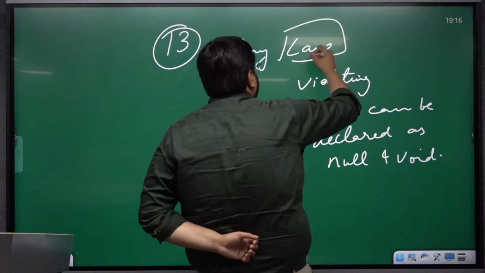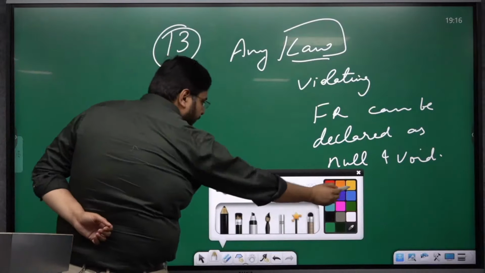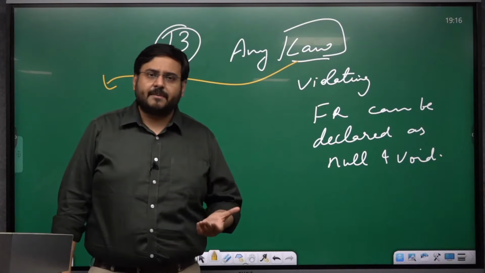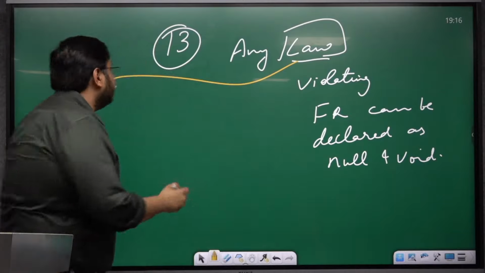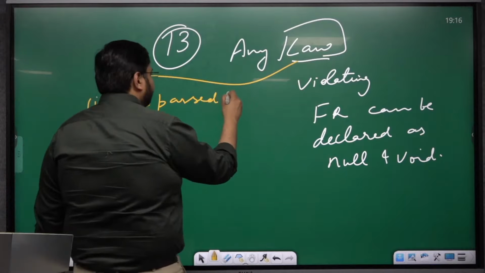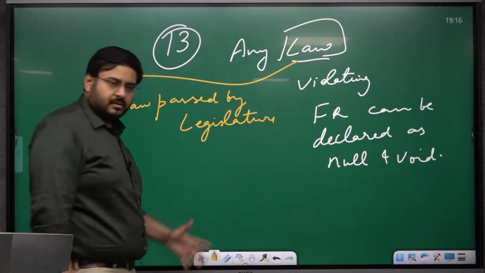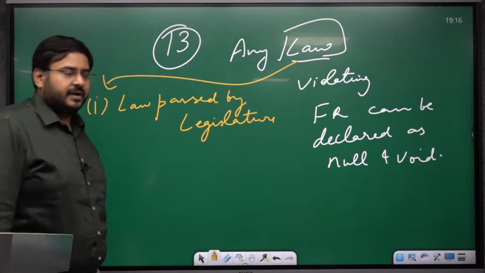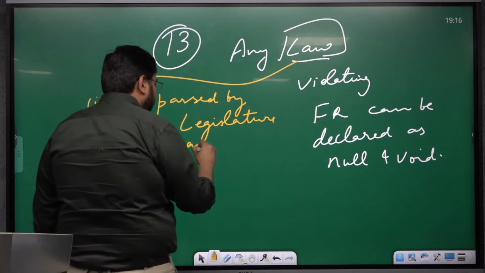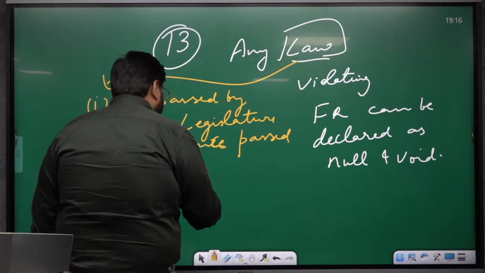Now, what is the meaning of the term law? Let us identify. What do you think the term law means? What is the meaning of the term law? Simple. Any law passed by the legislature. Yes? Any law passed by legislature. Which legislature? Union or state, both? It can be union legislature, state legislature. Very good. Any ordinance passed by president or governor.